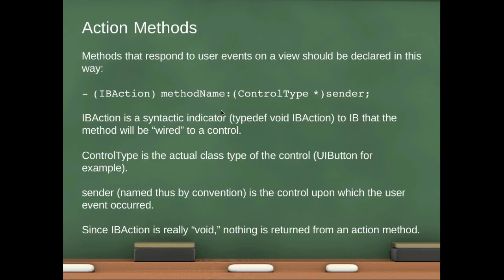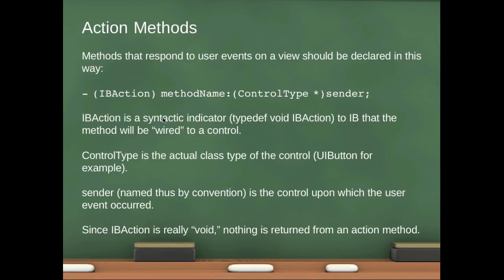And then of course we have the method name, and then we have one parameter that is a type of the control as a pointer. And then usually this word is sender. It can be anything. It is the name of the parameter. But by convention, we use the word sender. It just makes things easier because sender means the thing that sent the message.